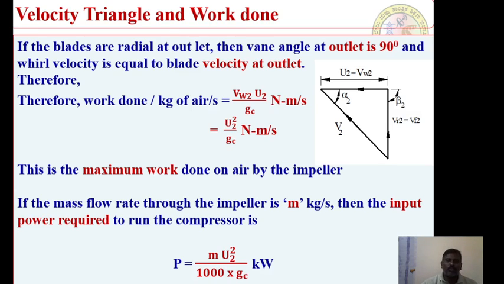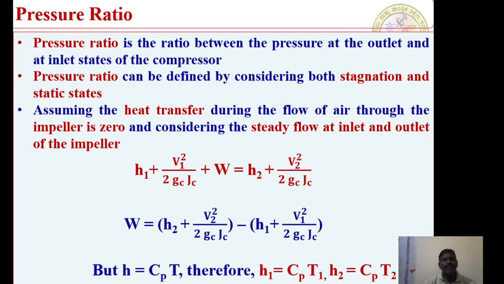If the mass flow rate through the impeller is m kg per second, then the input power required to run the compressor is m into U2 square divided by 1000 into Gc, so much of kilowatts. Next is the pressure ratio. The pressure ratio is the ratio between the pressure at the outlet and at the inlet states of the compressor. It can be defined by considering both the stagnation state as well as the static states. Stagnation state means the total head pressure, and the static state is at the initial conditions.